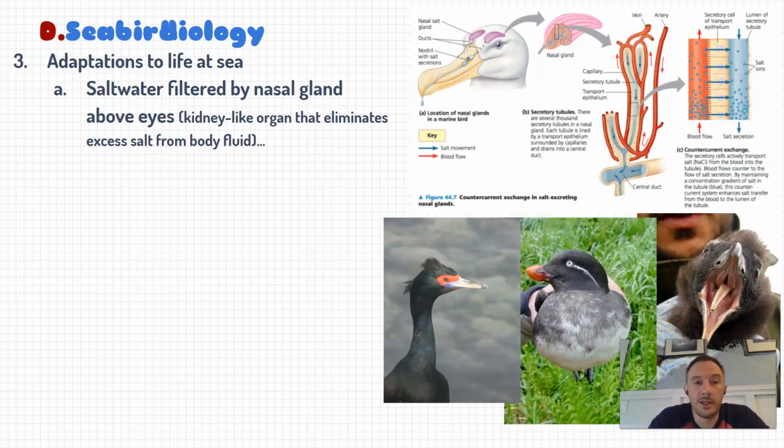One of them is that seabirds have a saltwater gland, usually located in their nasal cavity. In the case of the procellarians, or the tube noses, they have it right up between the eyes. They have two of them, and they are little kidney-like organs that will pull salt out of the blood, and then it'll squirt it out of their nose.